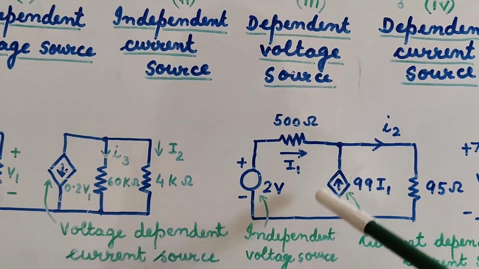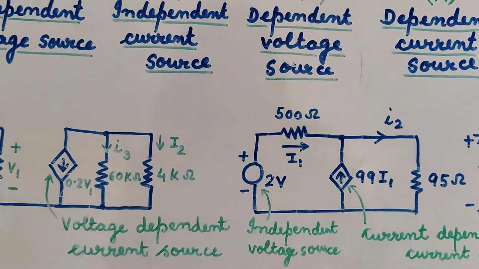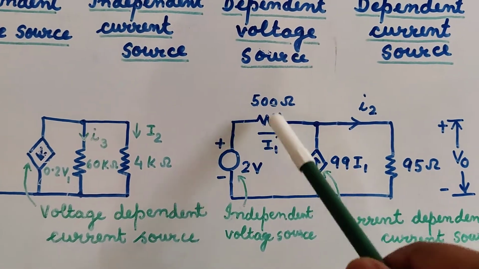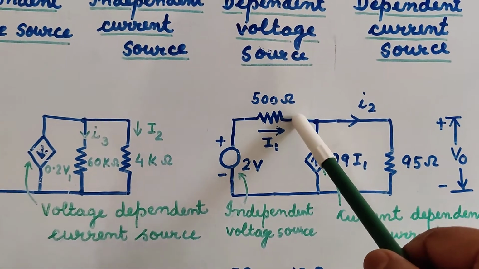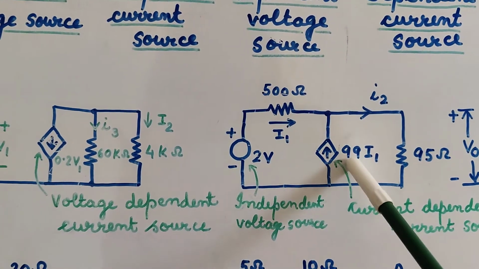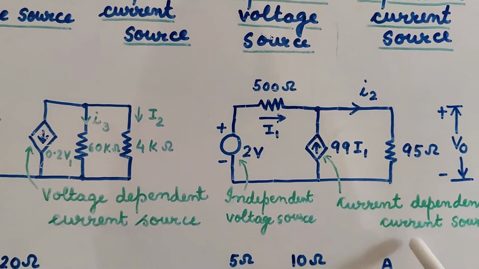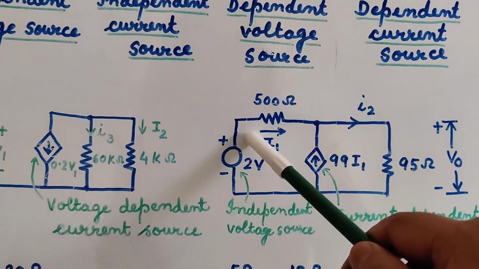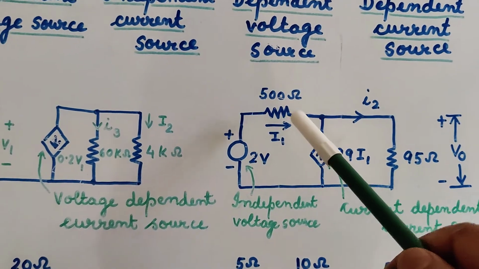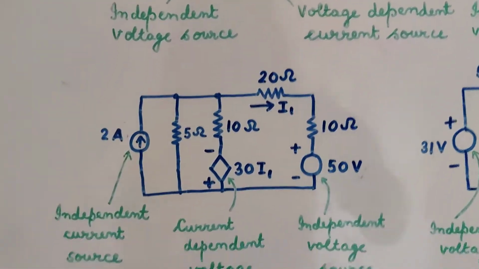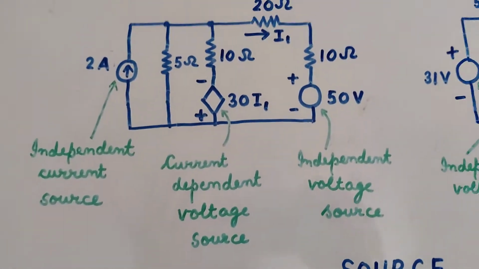So we find that the value of this dependent current source will always depend on the current in this resistor. So we can say that this is a current dependent current source because the value of this current source is dependent on the current in some other circuit element. Now let us consider the third circuit.